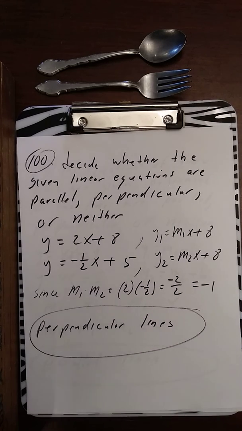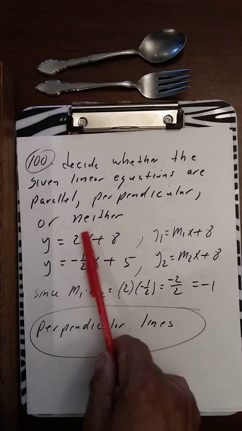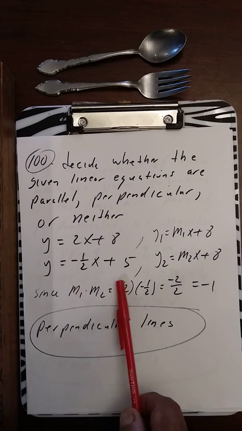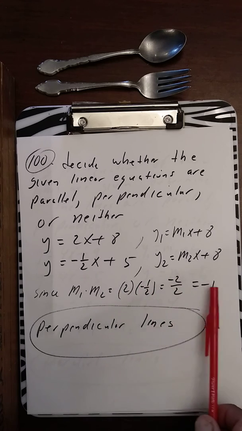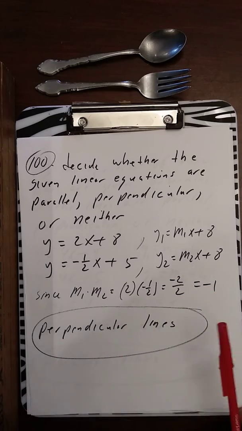Decide whether the given equations are parallel, perpendicular, or neither. Let's see. Y is 2x plus 8, and negative 1 half x. So the slopes are right there. These are the slopes, the first note. So the slope of this one is 2, the slope of this one is negative half. And that times that is negative 2 over 2, and that's giving negative 1. And if the slope times the slope is negative 1, they are perpendicular.